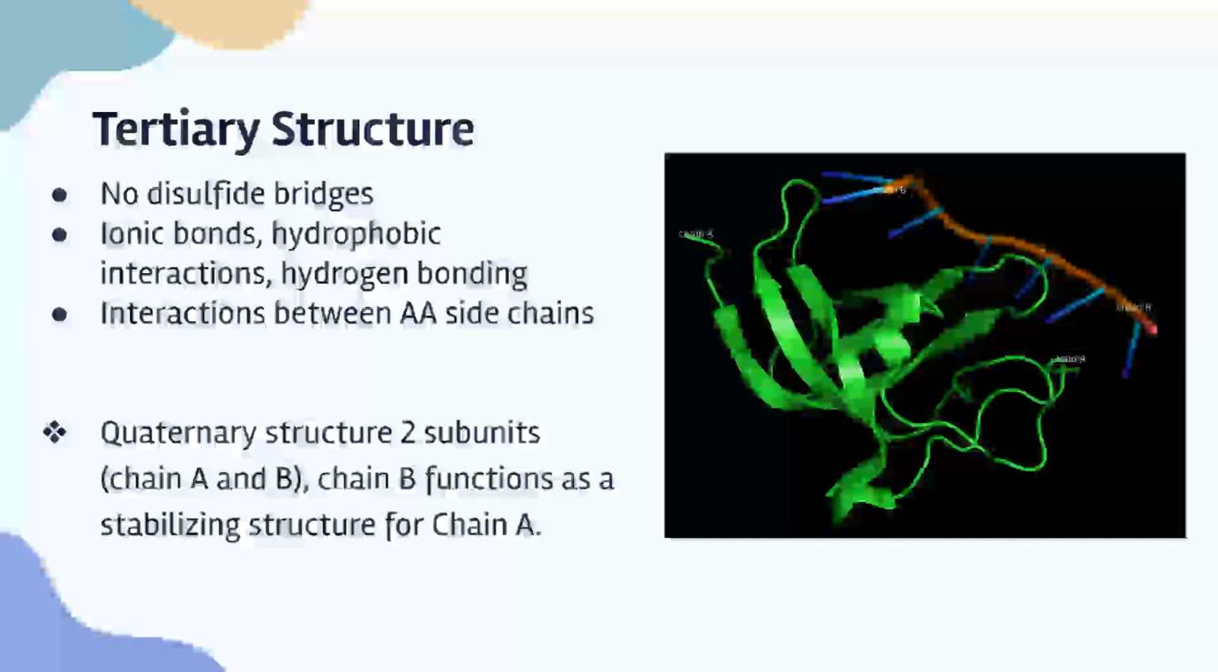The quaternary structure includes two subunits, A and B, and chain B seems to function as a stabilizing structure for chain A.